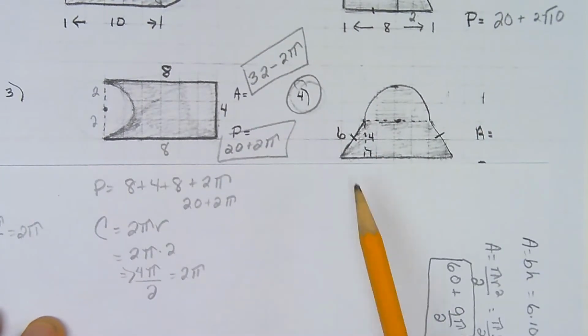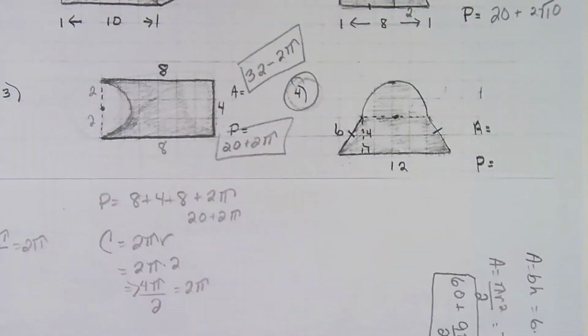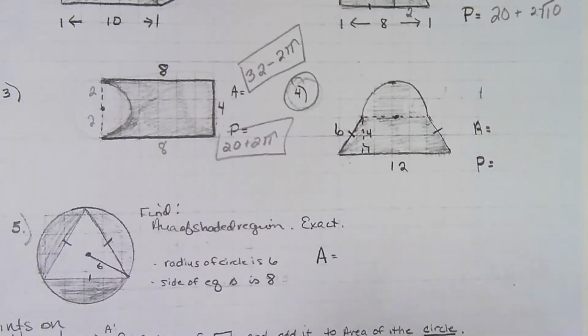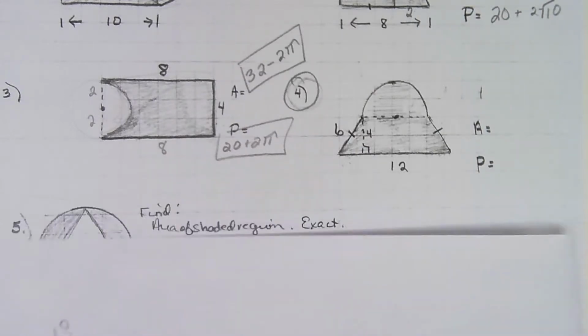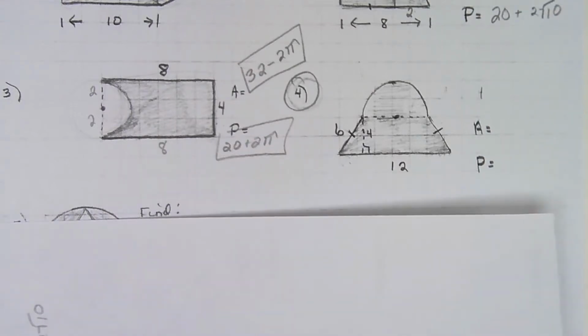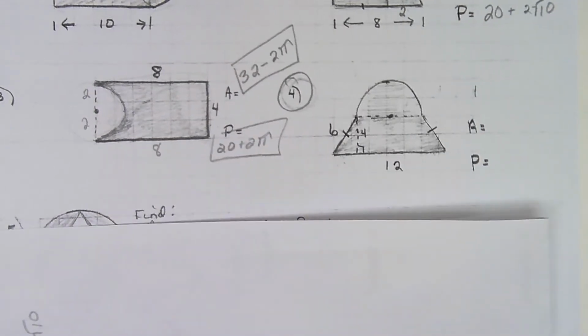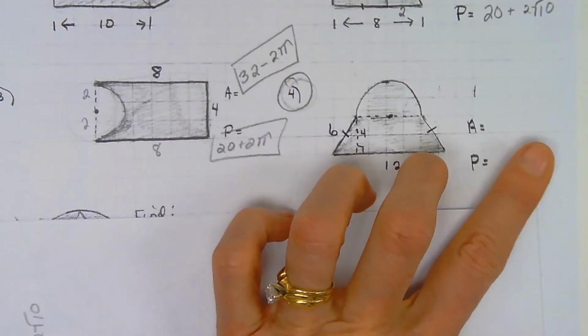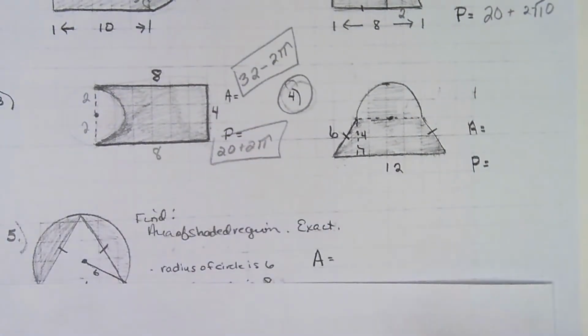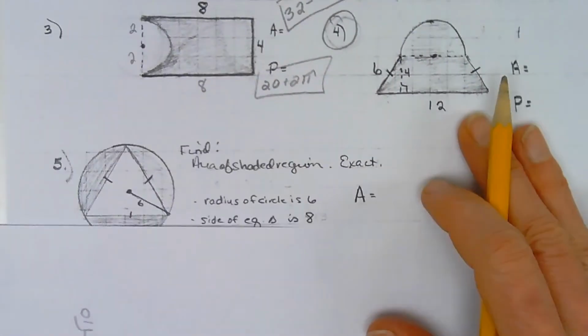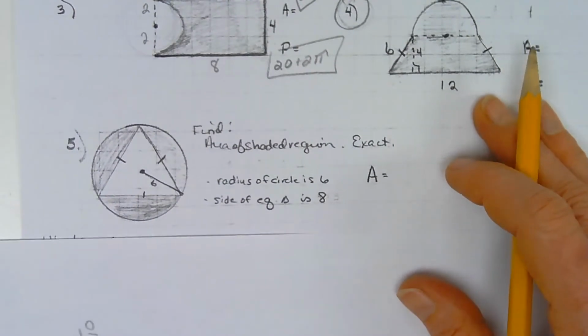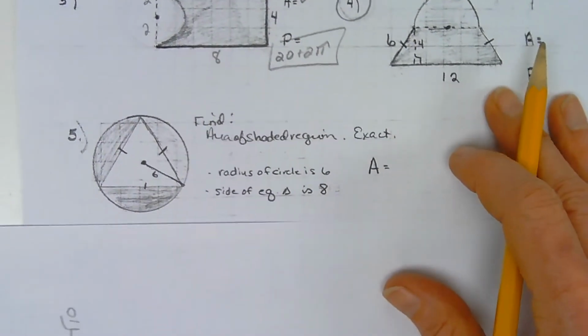Okay. Now, number 4, like I said, the numbers are really bad for this one. It would be very hard to do without a calculator, and I wouldn't recommend it necessarily. So, number 5, I'll do this one with you.